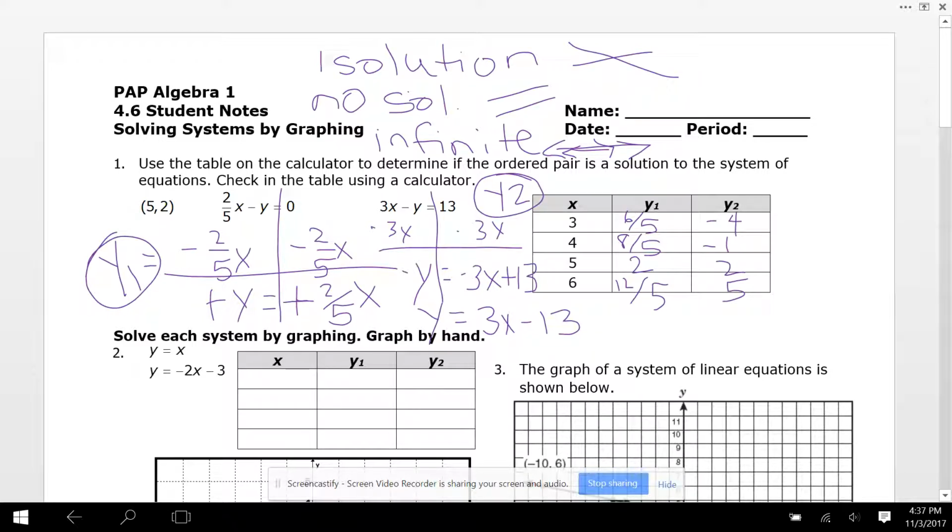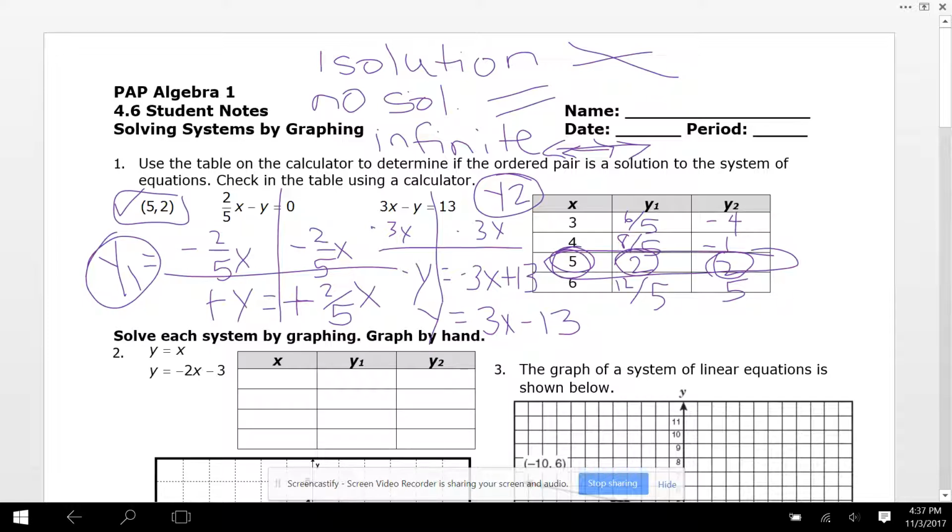Okay, so you can tell that 5, 2 is an ordered pair by looking at that. And I just totally skipped how we would not use our calculator. But anyway, there it is right here. When x is the same for both our y1 and y2, that's the solution. So this is a solution.